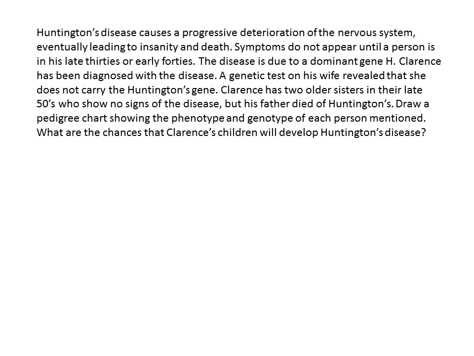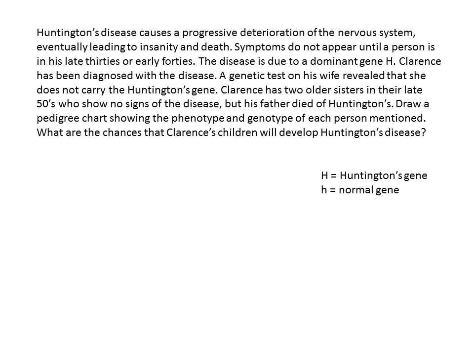This problem is about Huntington's disease, which causes a progressive deterioration of the nervous system, eventually leading to insanity and death. It says symptoms do not appear until a person is in his late 30s or early 40s, and that it is due to a dominant gene, capital H. So we should begin by making a list of letters. Capital H for the Huntington's gene, and that means we'll use a small h for normal. You should always make a list of letters that the problem is using.